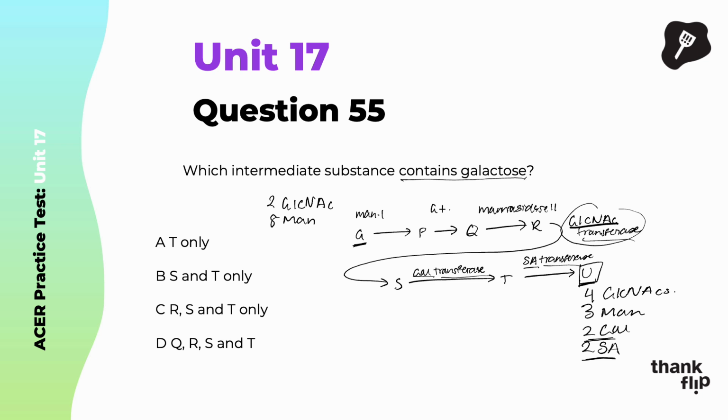So now when we go back to our question, which intermediate substance contains galactose? Let's look at which substances would contain galactose. So your U is going to contain galactose because you're told that. But also, you can infer that our T is also going to contain galactose because the galactose transferase is back here and it's adding on those galactose molecules. Now, U is actually the final product, so it's not considered an intermediate substance. However, T is an intermediate substance. And either way, we're not given T and U as an option. We're only given T as an option. And so T is the correct answer here.